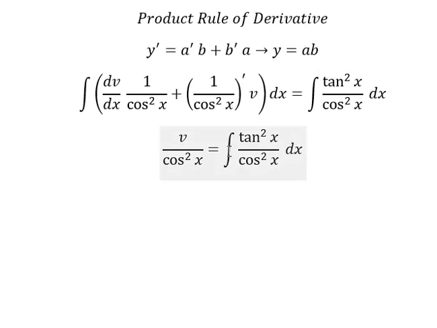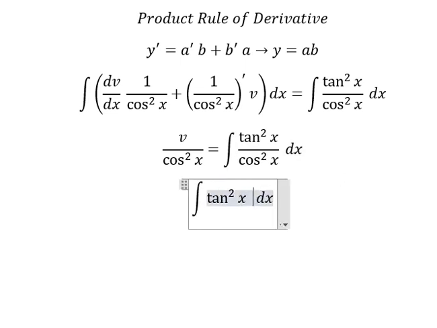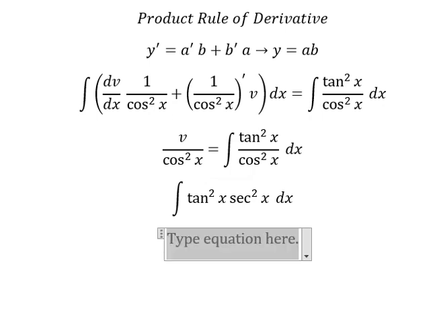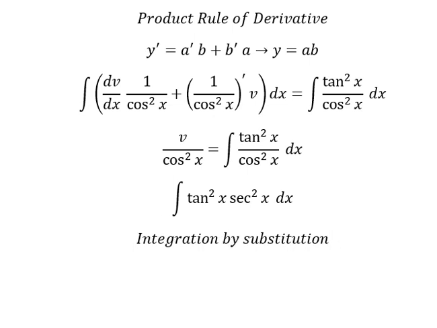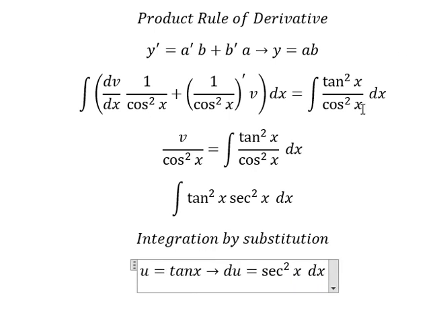Now we need to concentrate on this one. This one we can put into tan x squared secant of x squared, because 1 over cosine x squared equals to this one. And now we can use integration by substitution. So we put u equals tan x. Later we take the first derivative for both sides, and we have like this.